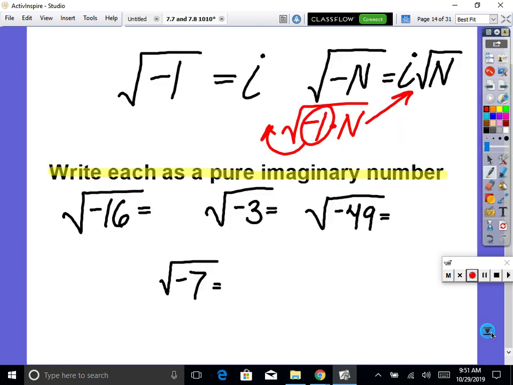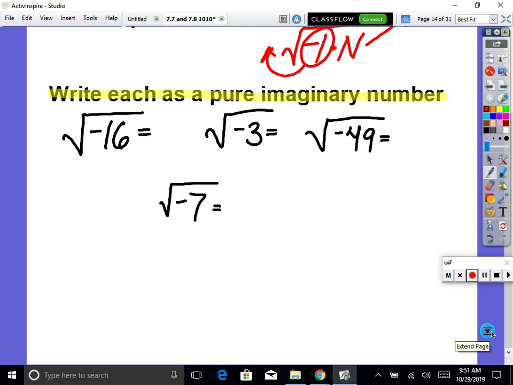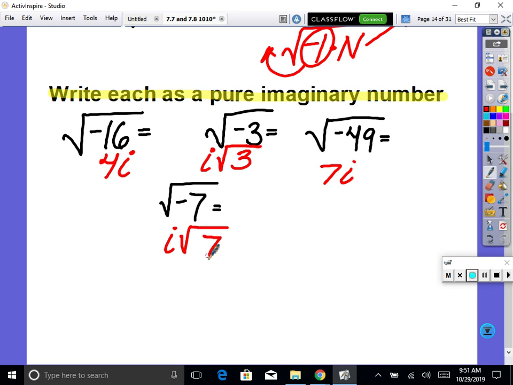So then let's simplify these. This becomes 4i. This becomes i square roots of 3. There's so many people that call that 3i. Don't do that. 7i. I square roots of 7.